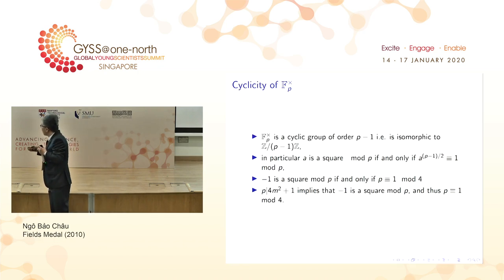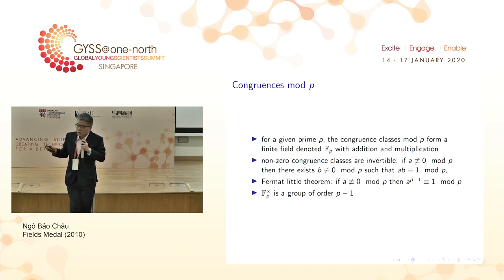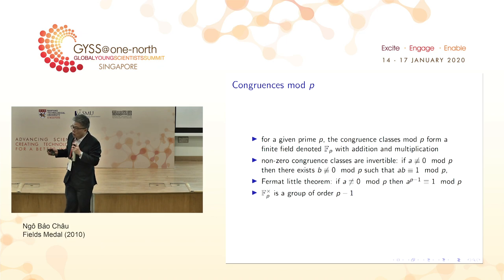And this is really what Fermat observed, a fantastic statement, although it's very simple: any number that is not a multiple of P, if you raise it to the power of P minus 1, then you will get congruent to 1 mod P. Right? It's something amazing, some kind of very, very simple law.